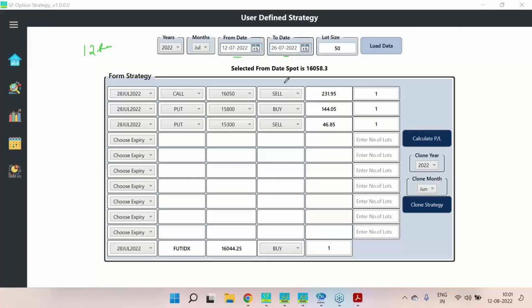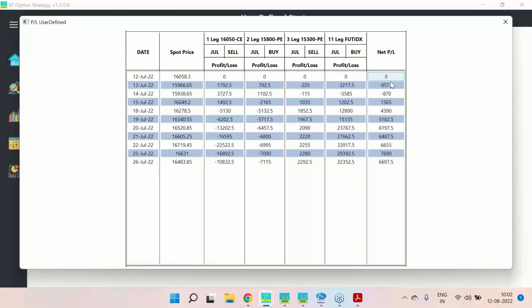The same strategy with the same logic: buying a future, selling a call option, just in the money or slightly out of the money or at the money, whatever you can say, and buying a put option at the depth of the future price minus the call option premium received, and selling an out-of-the-money put option. This is your discretion. Any out-of-the-money put option, 500 points, 700 points, anything you can do. We have maintained 500 points. That same thing I am doing here. If I had initiated this same strategy on the 12th of July and held till the 26th of July, then this would be my profitability.